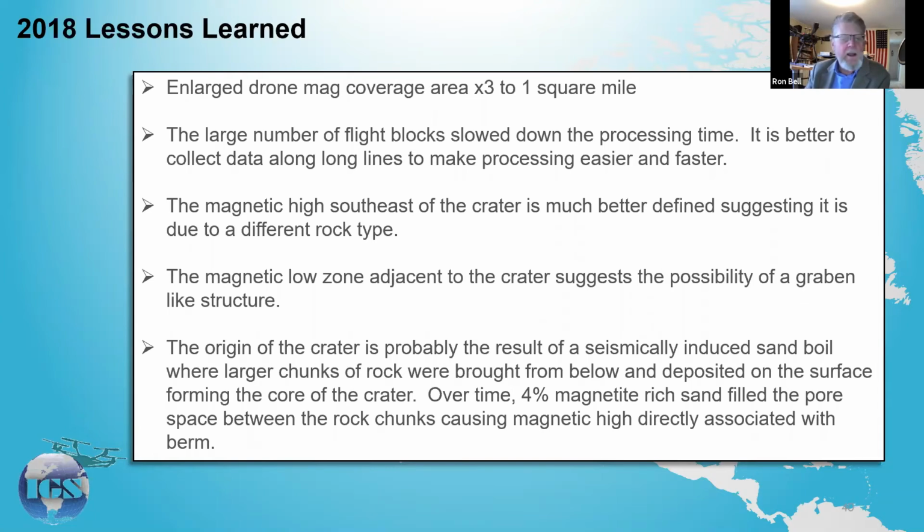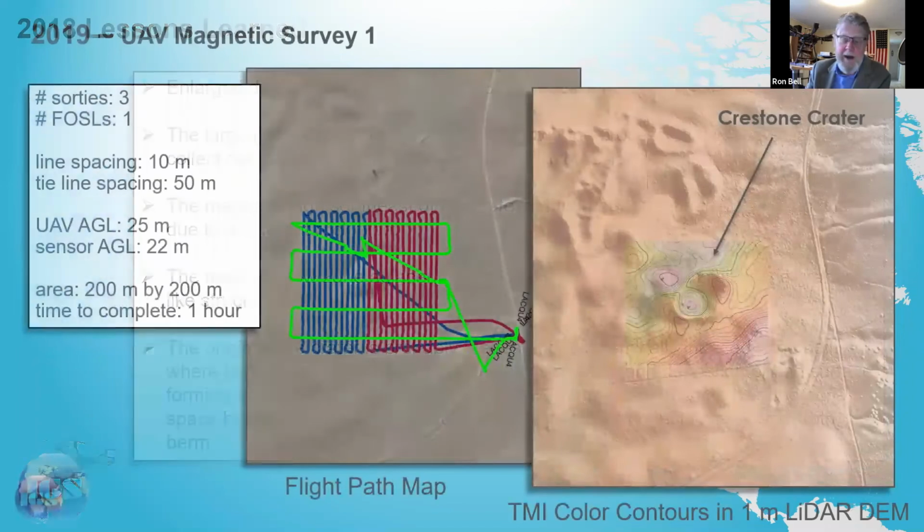The origin of the crater is probably the result of movement along a range front fault, which caused a sand boil to occur, multiple ones, where coarser grain material, larger chunks of rock, were brought to the surface and deposited. Then over time, magnetite-rich surface sands started to infill the pore spaces between these larger, coarser grain rocks, thus giving it a continuous magnetic signature, a magnetic high that's directly associated with the berm. That came out of 2018.